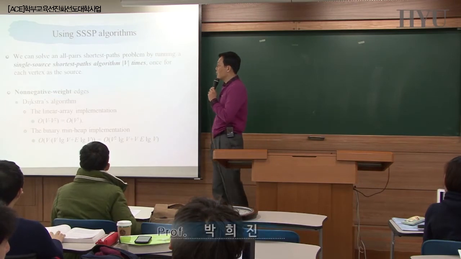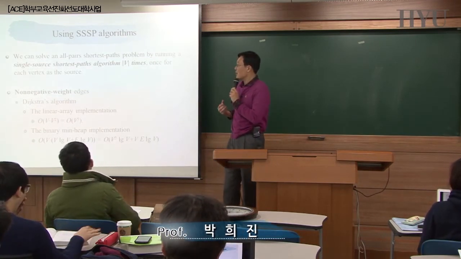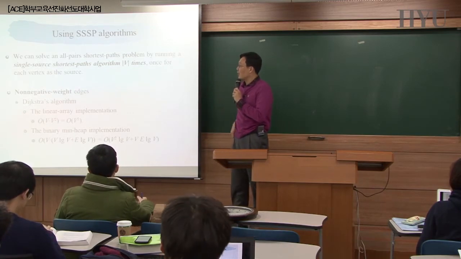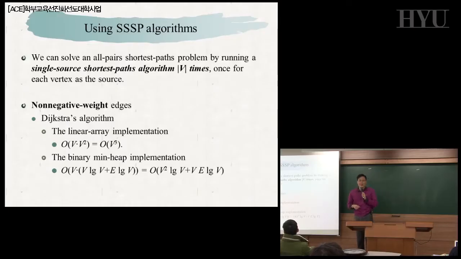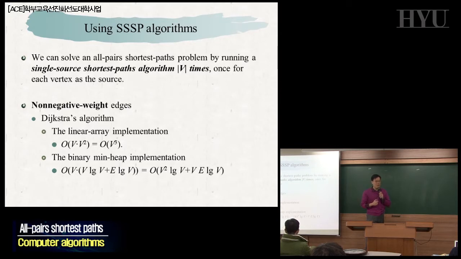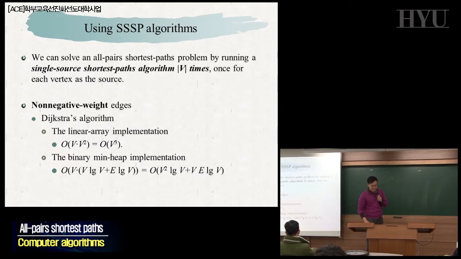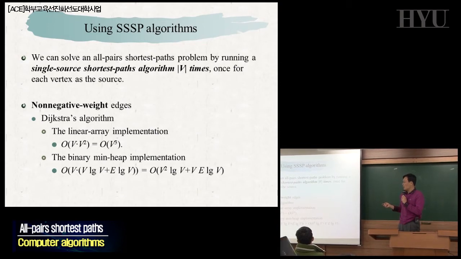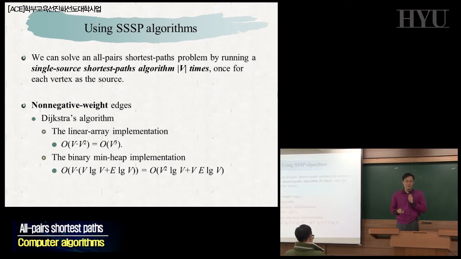A simple way to solve the all-pairs shortest path problem is by running a single-source shortest path algorithm V times, once for each vertex as the source. Then, if the edges are non-negative, we can run Dijkstra's algorithm. If we use the linear array implementation, the running time is big O of V cubed.